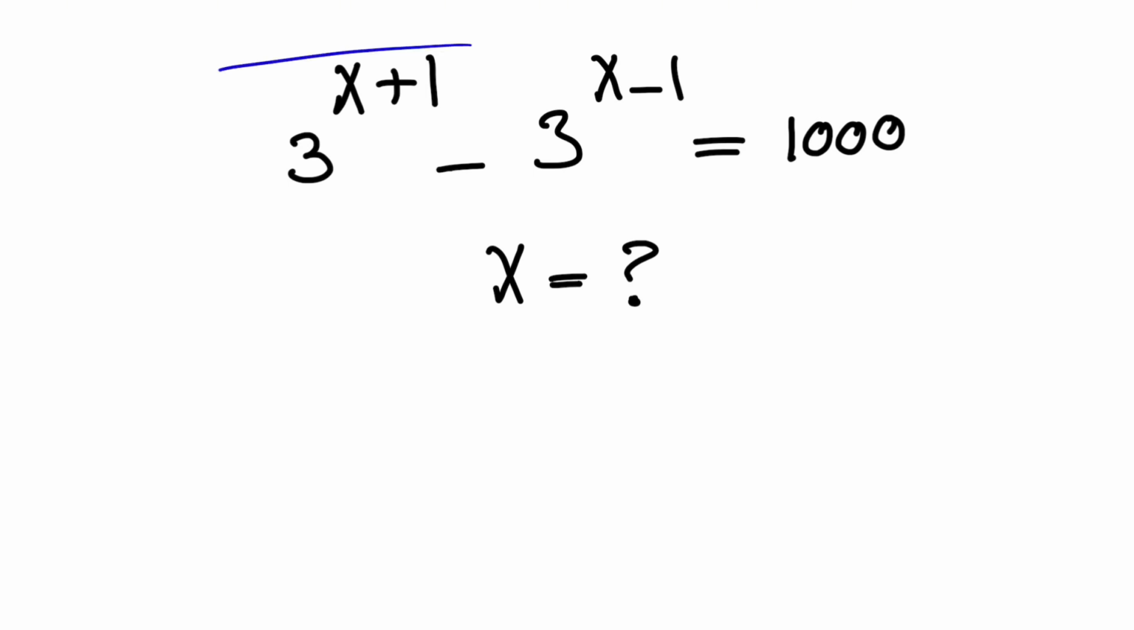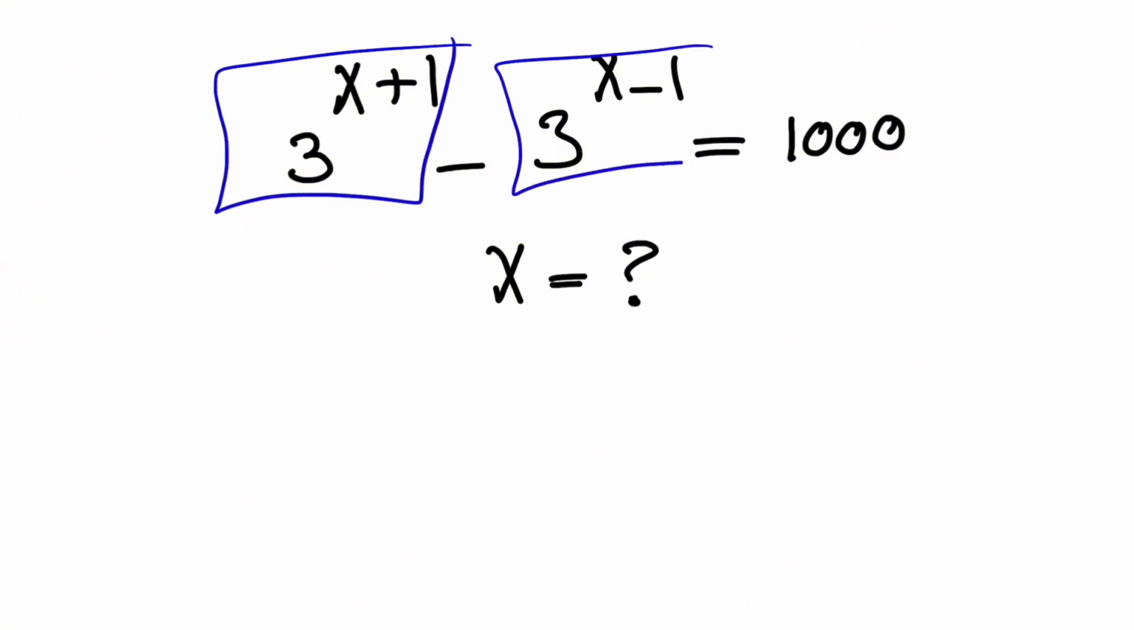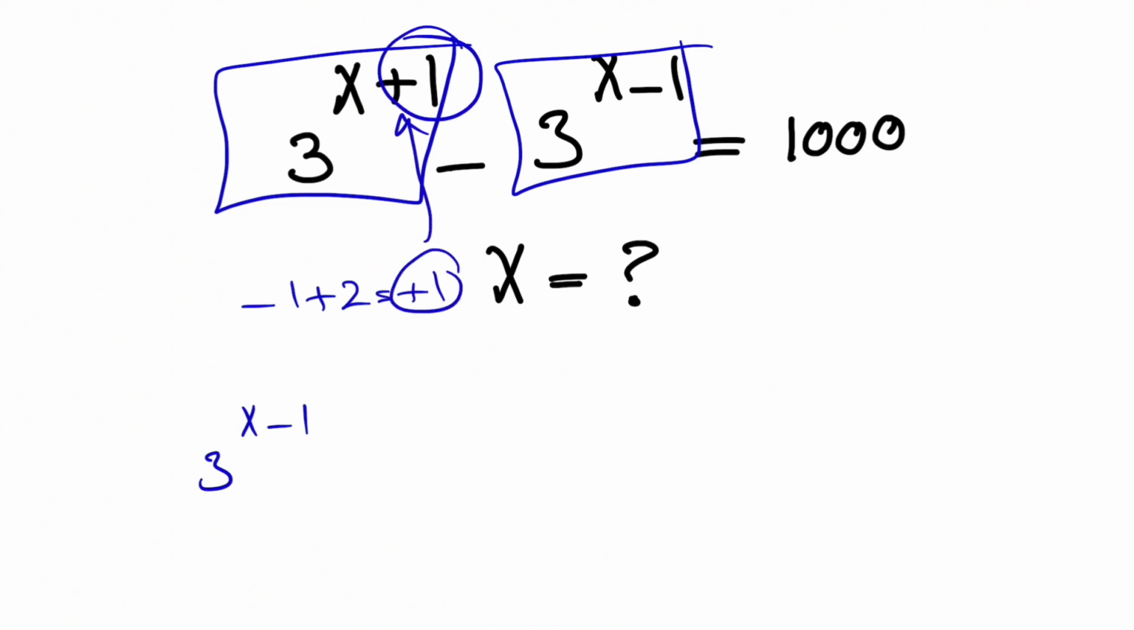What we're going to do is make this one similar to what we have in here, and if we want to do that, we're going to write it down as 3 to the power of x - 1 + 2. Since we have x + 1, we know that minus 1 plus 2 is going to give us plus 1, which is what we have in here. So we need a plus 2 to make that. Minus 3 to the power of x - 1 is equal to 1000.